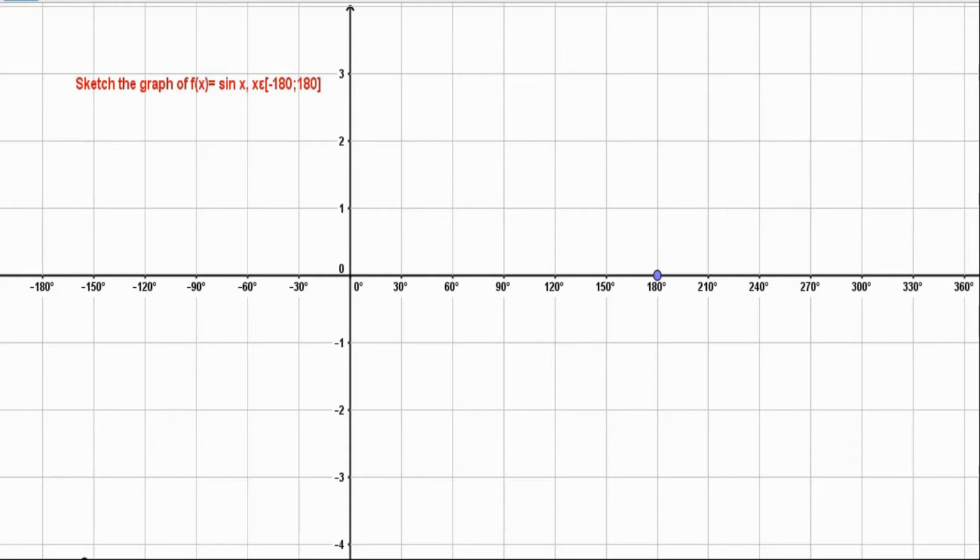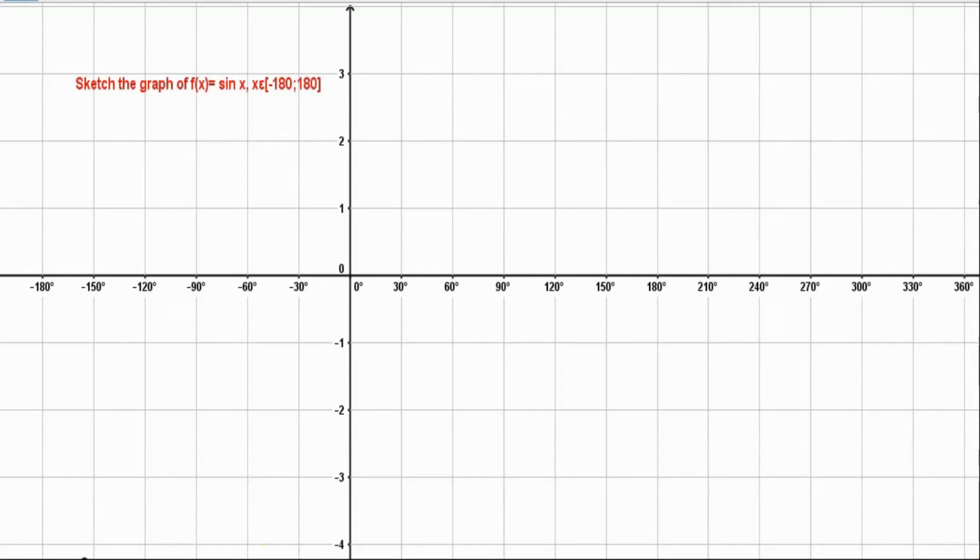Look at the question. Sketch the graph of f of x equal to sin x, where x is an element of minus 180 to positive 180, the interval. Okay. The diagram sheet will show you the axis. So you will get this axis on the diagram sheet.